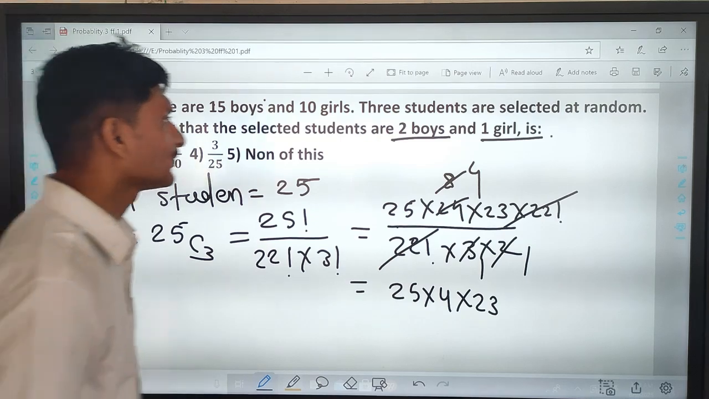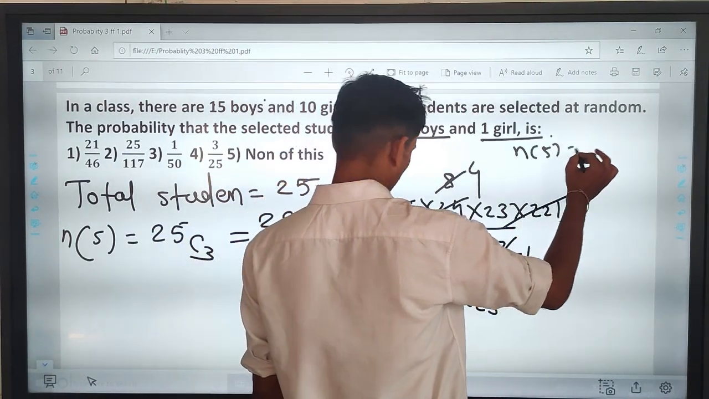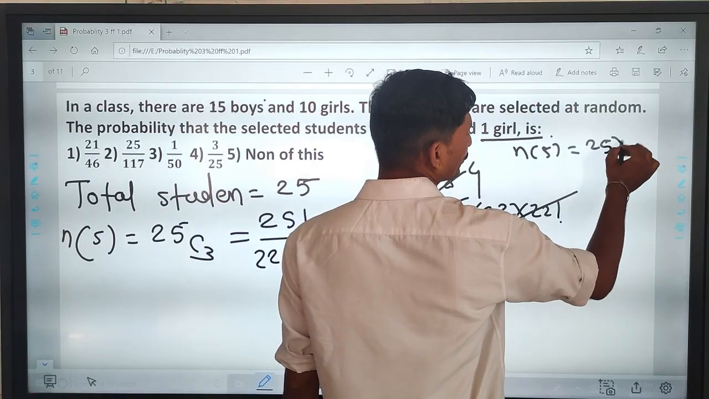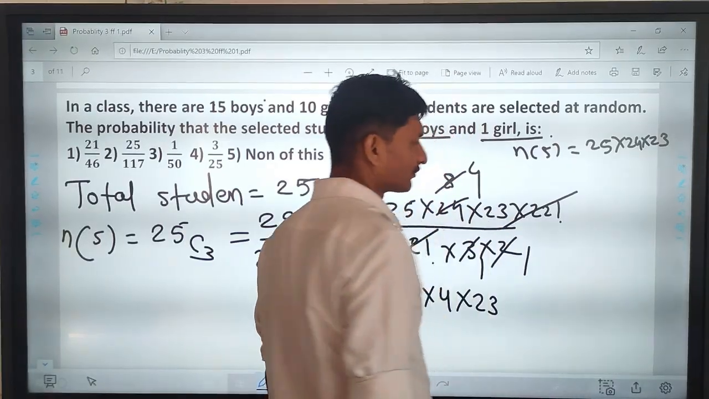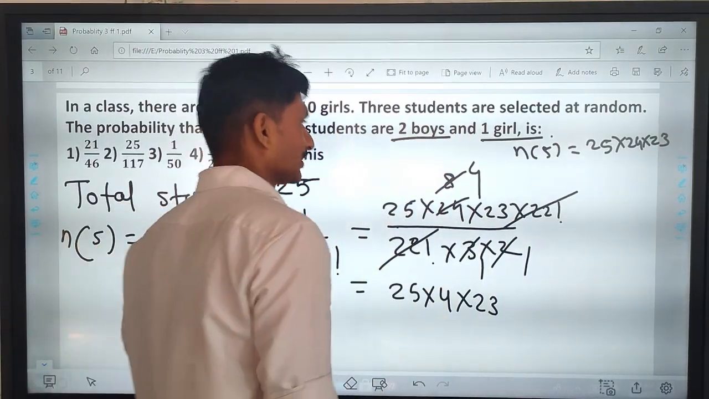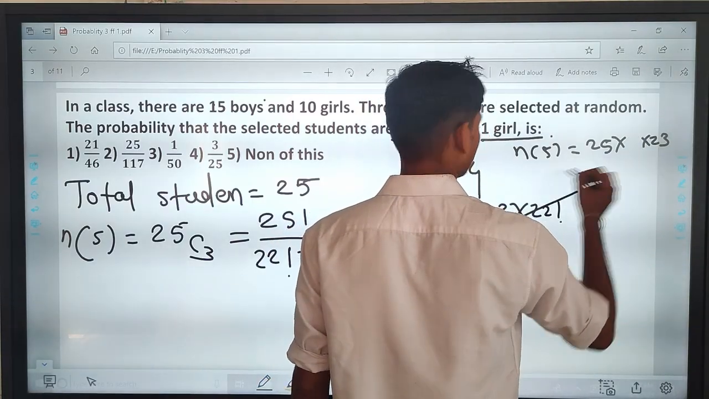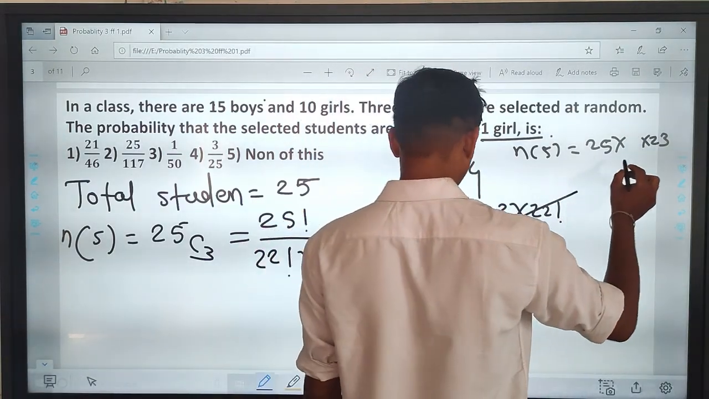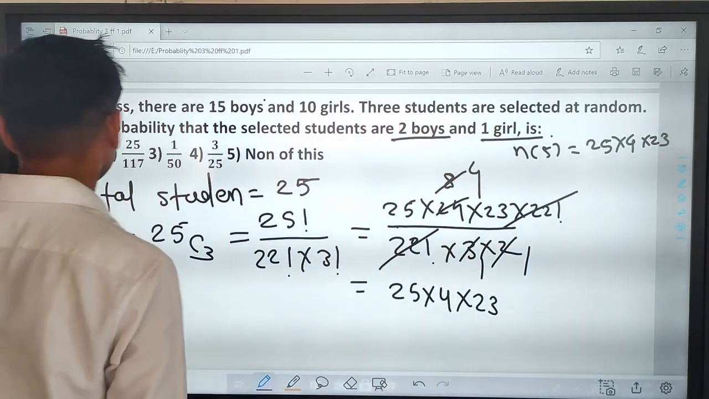2 4s are 8. Here 25 into 4 into 23. Then your n of S is equal to 25 into 4 into 23. This is n of S.